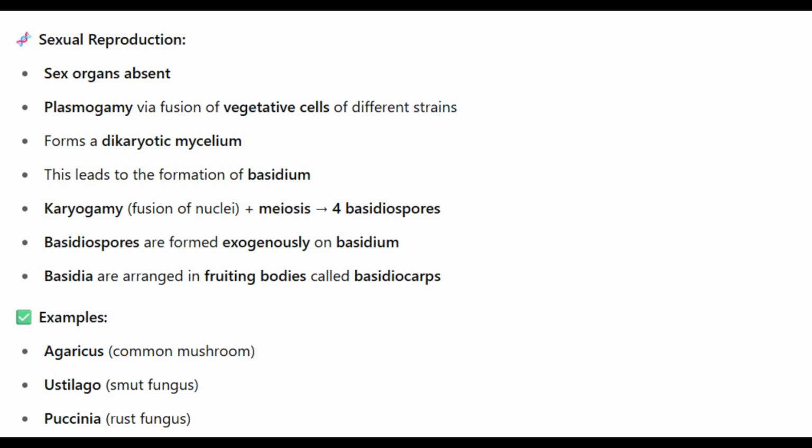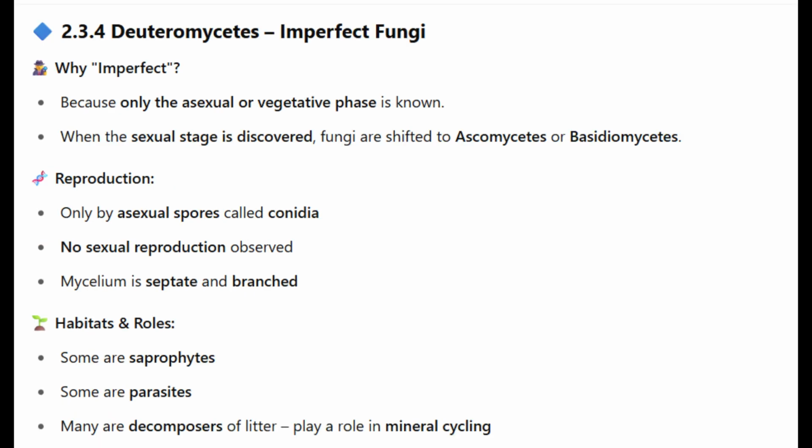Basidia are arranged in fruiting bodies called basidiocarps. Examples: Agaricus, the common mushroom; Ustilago, a smut fungus; Puccinia, a rust fungus. 2.3.4 Deuteromycetes.